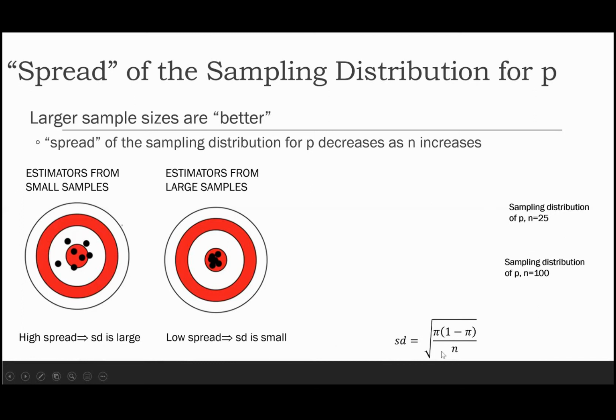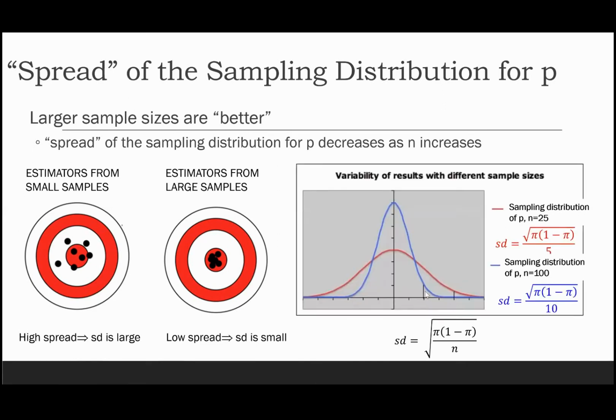Okay, this is the formula for the standard deviation. The population proportion times 1 minus it, divided by the sample size, take the square root of the whole thing. So n is the sample size. As the sample size gets larger, this ratio gets smaller, square root of it gets smaller, standard deviation gets smaller.